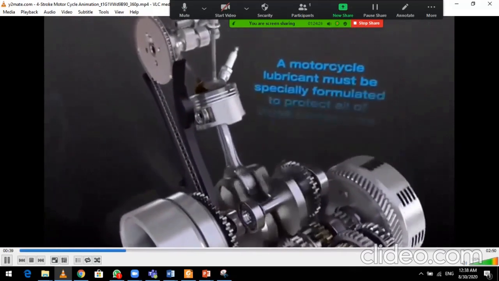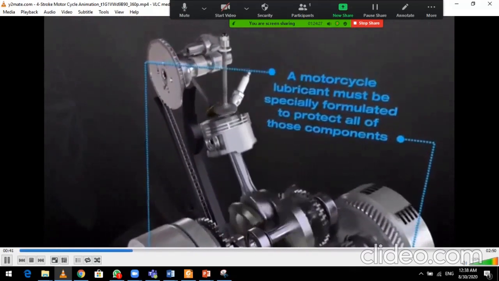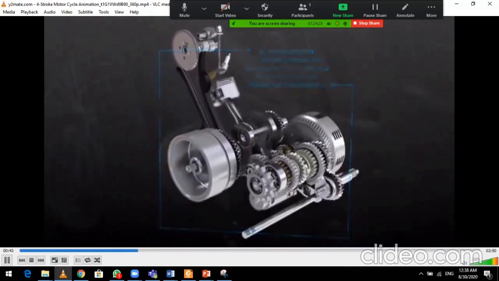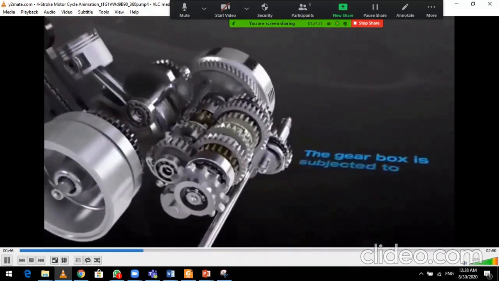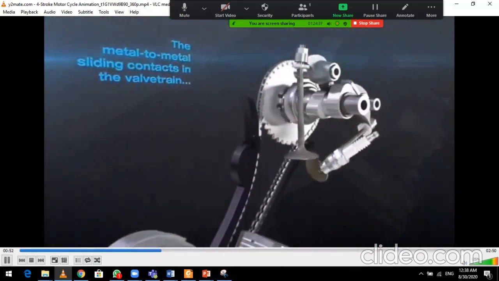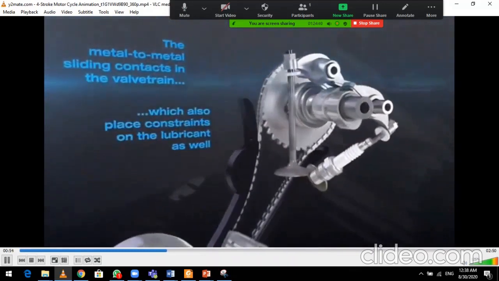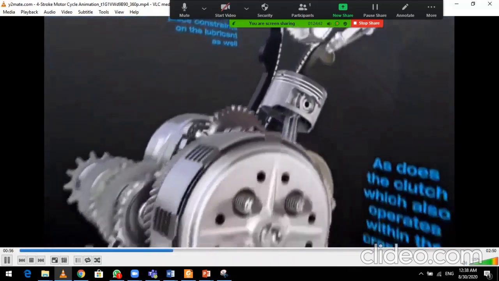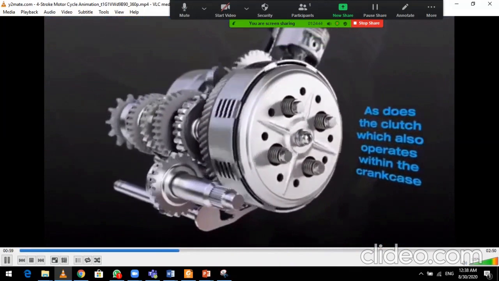A motorcycle lubricant must be specially formulated to protect all of those components. Not just the engine, but also the gearbox, which is subjected to extremely high pressures. And the metal-to-metal sliding contacts in the valve train, which place constraints on the lubricant as well. As does the clutch, which also operates within the crankcase.